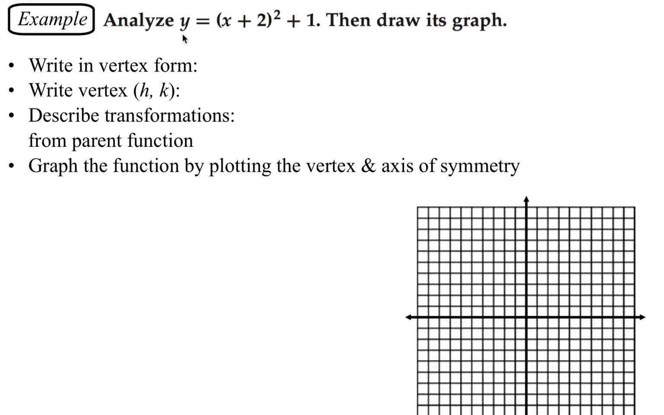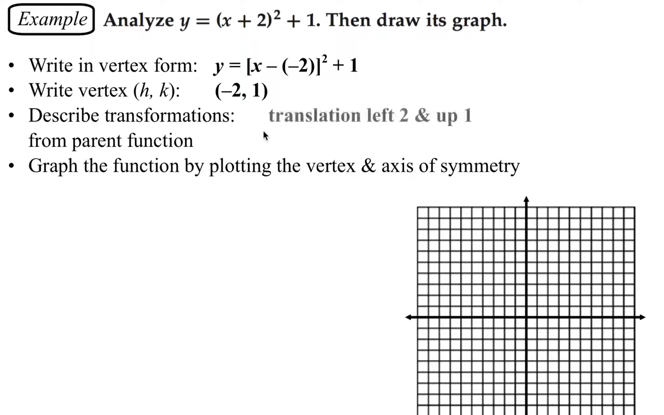So let's look at some examples. I want to analyze this quadratic equation. I want to draw its graph. So the first thing I want to do is write it in vertex form. So to write it in vertex form, we need a(x minus h) squared plus k. So that tells me right here that the values of h and k are -2 and +1. So the transformations here, remember I said if h is negative, that tells us that we're going to translate it left 2 units, and k is positive, so we're going to go up 1 unit from the parent function.